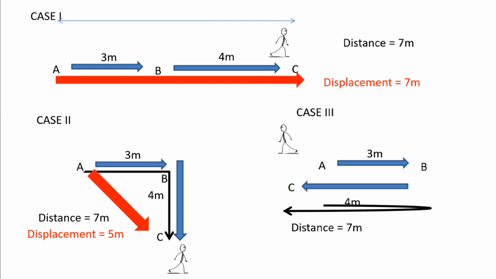But in case of displacement, what is displacement? Displacement is the shortest length between initial and final position, so we can say that here displacement is actually minus 1 meter, because displacement taken along the positive x-axis is positive, and along the negative x-axis is negative. So here displacement is negative.